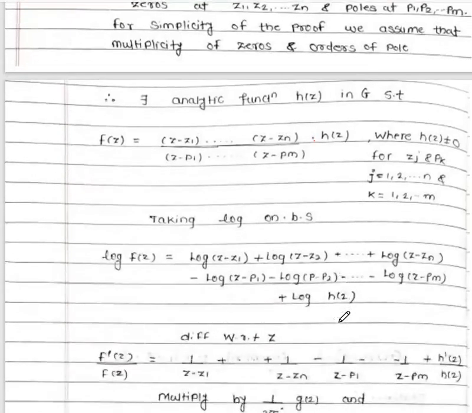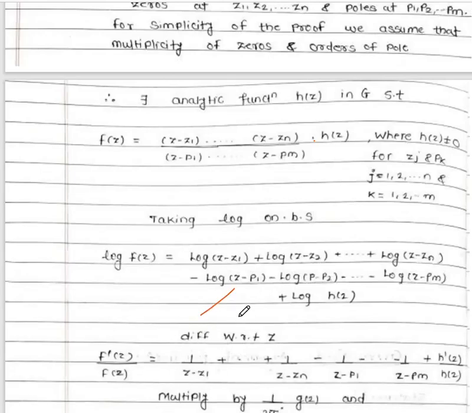Okay, so by using the formula of log, we can write down this term, that is log f of z equal to log (z minus z1) plus log (z minus z2) plus and so on, log (z minus zn), minus log (z minus p1) minus log (z minus p2) and so on, minus log (z minus pm), plus this term, that is log h of z. Okay, now we will take the differentiation with respect to z.